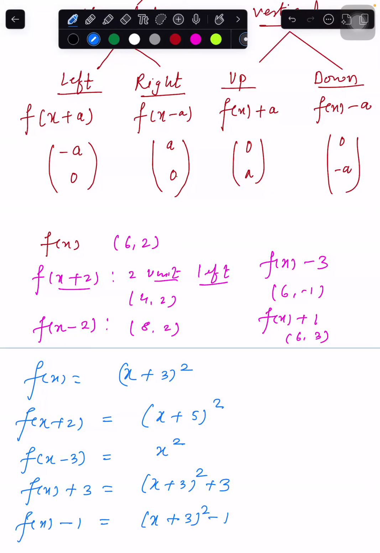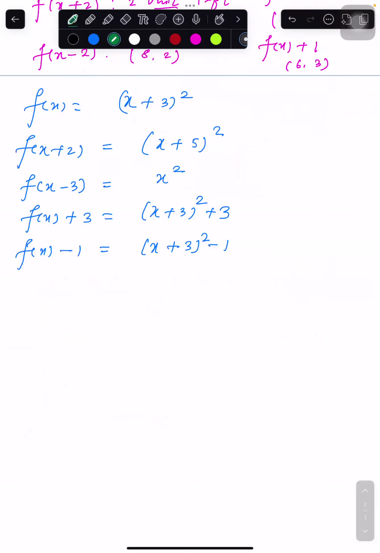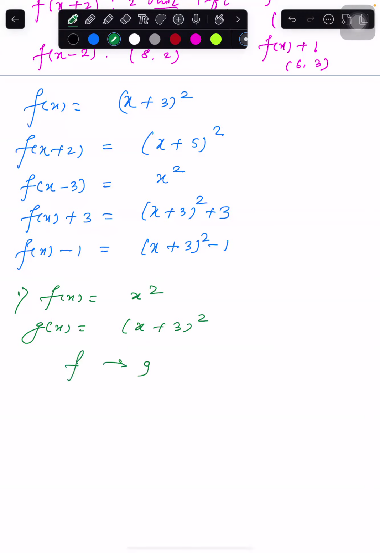Now, what if I ask you to name the transformation? Basically, I'll give you two different functions. One is, let's say, f of x, which is x square, and the new function, g of x, which is x plus 3 the whole square. Can you name the transformation which is happening from f to g? What am I doing to get g from f? Which kind of transformation?